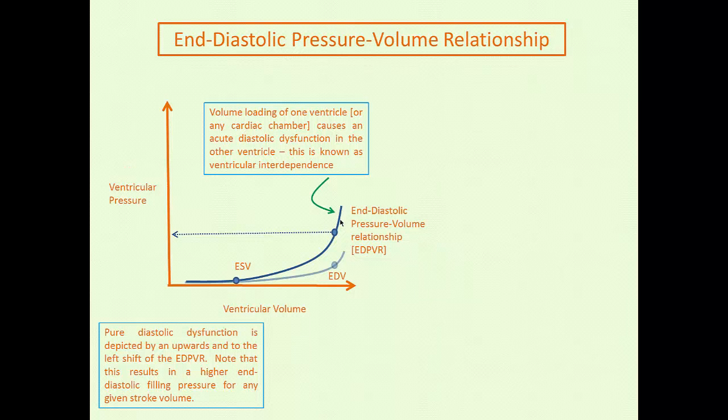And the relationship and the magnitude of ventricular interdependence between the right and left ventricle is actually quite complicated and quite interesting. And it depends on the relative compliances of the septum to the free walls of the right ventricle and left ventricle. But just bear in mind that if you volume load the right ventricle, you can cause, and this is very well documented in the literature, this acute diastolic dysfunction in the left ventricle.